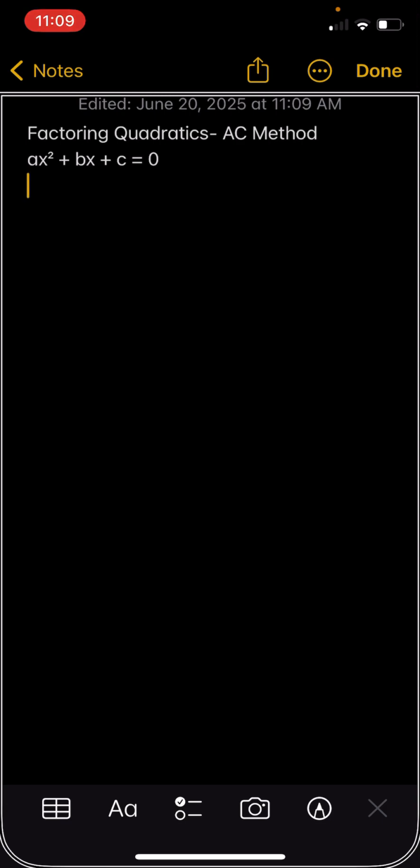Notice it's ax squared plus bx plus c. A, b, and c are all real numbers. What the AC method allows us to do is to take the a term, which is really the coefficient on the x squared term. We take that a, whatever number it is, and multiply it by c, whatever number c is, and we find a product. The reason we want to do this will become apparent a little later on.